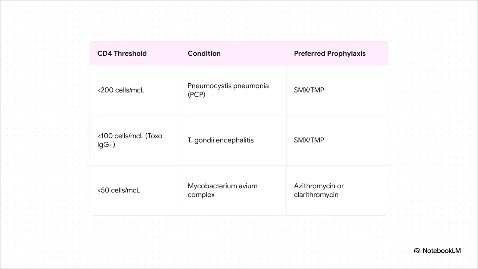What's so great about this table is how elegantly it simplifies the guidelines. Just look at how efficient this is. One single drug, sulfamethoxazole/trimethoprim, covers us for both PCP and toxoplasmosis. Then, once the CD4 count drops below 50, we just add a macrolide, like azithromycin once a week, to cover for MAC. It's pretty straightforward.